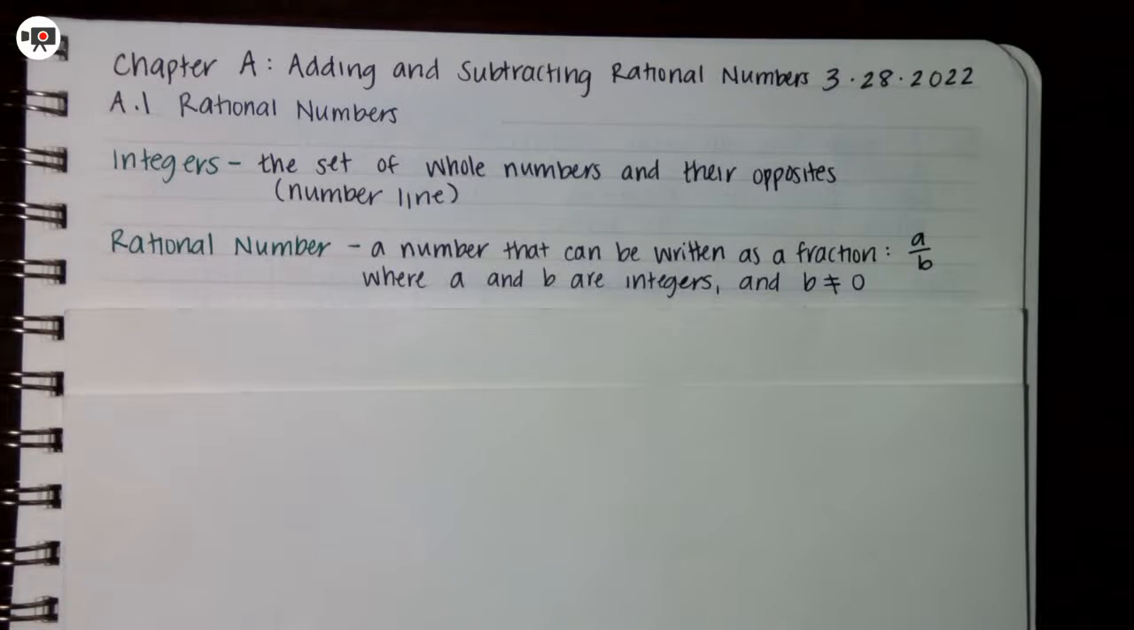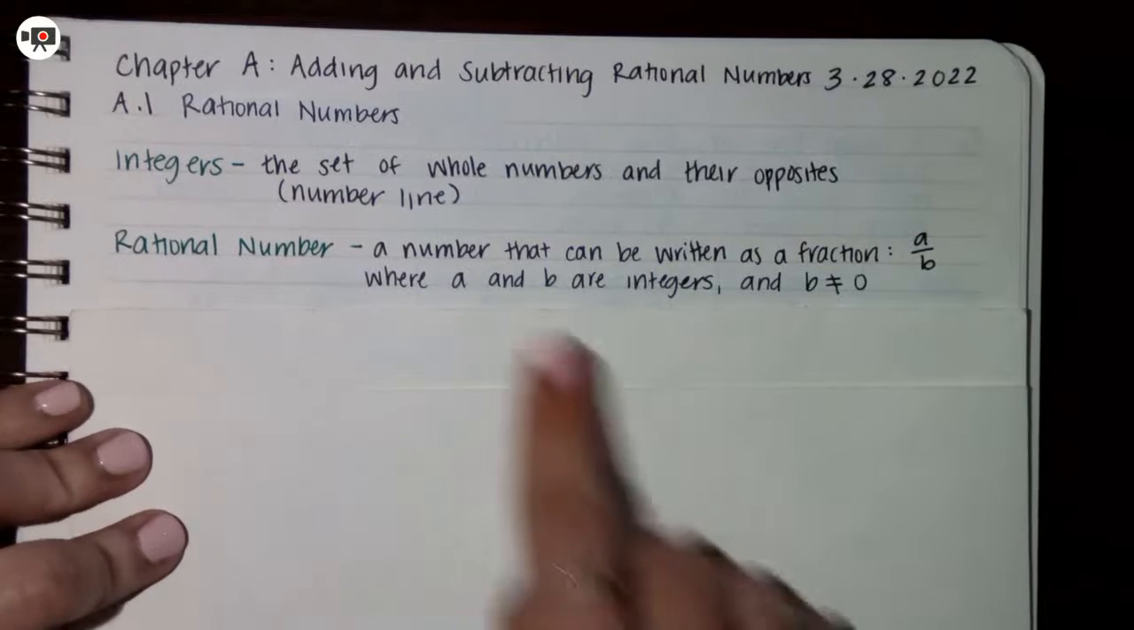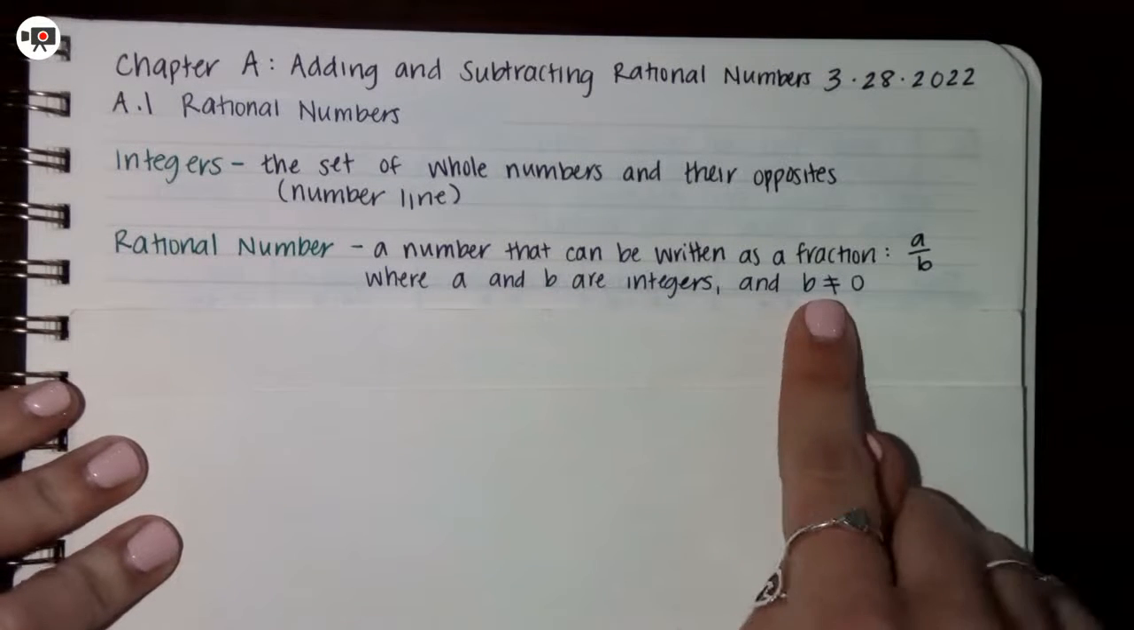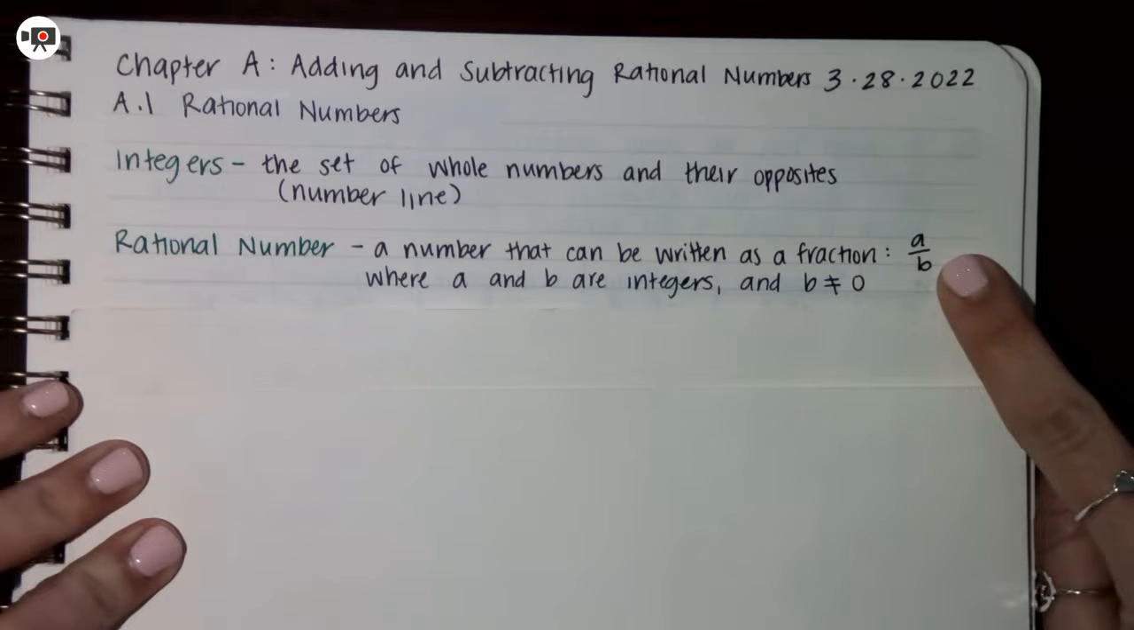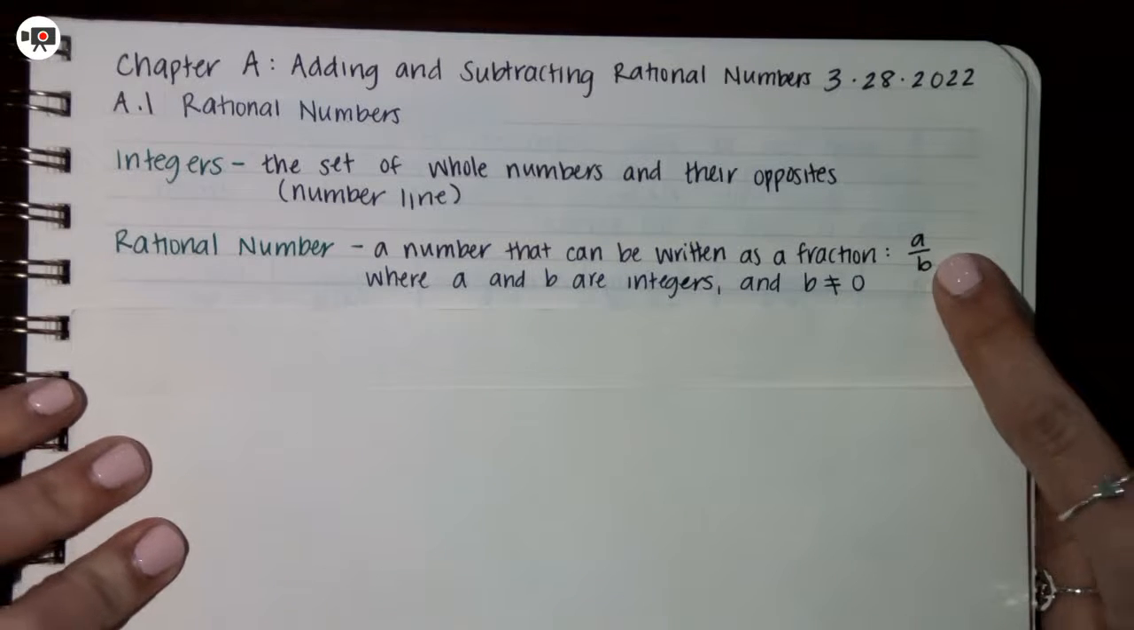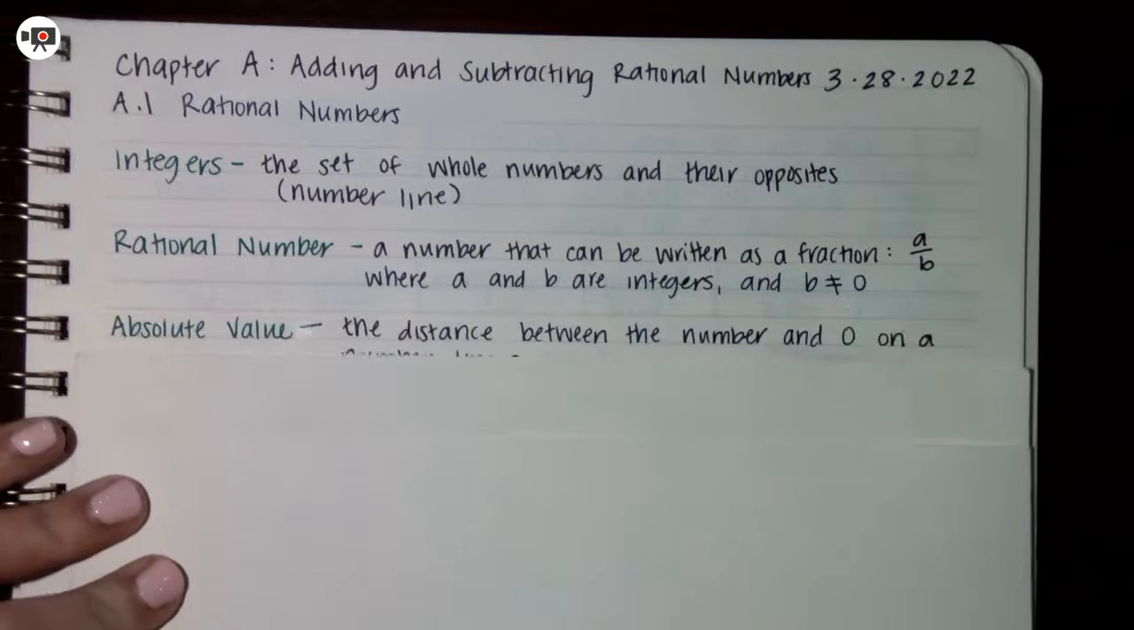A rational number is a number that can be written as a fraction. So if we have a over b, where a and b are integers, and b is not 0, so this denominator number cannot be 0. We cannot divide by 0. You can't do it. It won't work.